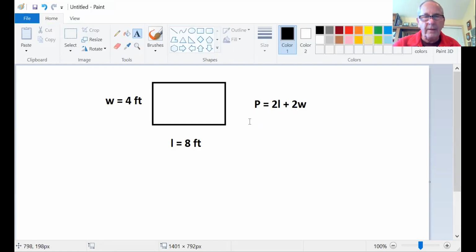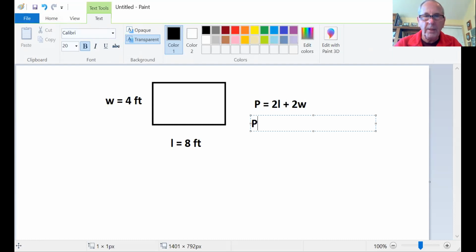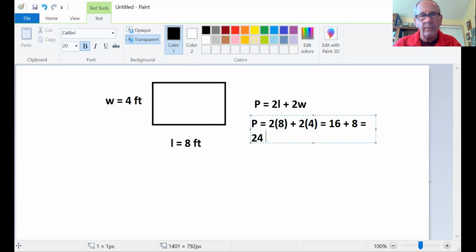So just plugging in the values, right? So P is equal to 2 times 8, right? Plus 2 times 4. 16 plus 8, which is equal to 24. Okay.